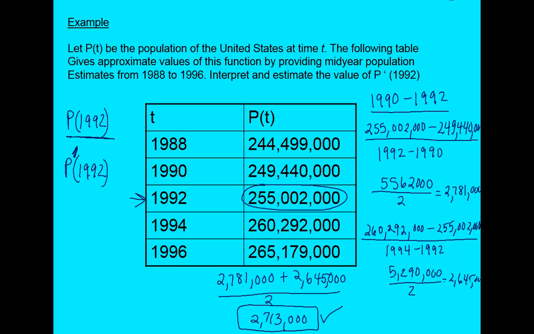And if you look back at the numbers and ask, does this make sense? You can see from 1990 to 1992, there's a rate of change over those 2 years of about 249 to 255. So there was approximately 5.5 million, and our rate of change is about 2.7 million per year. So you can see that's reasonable.